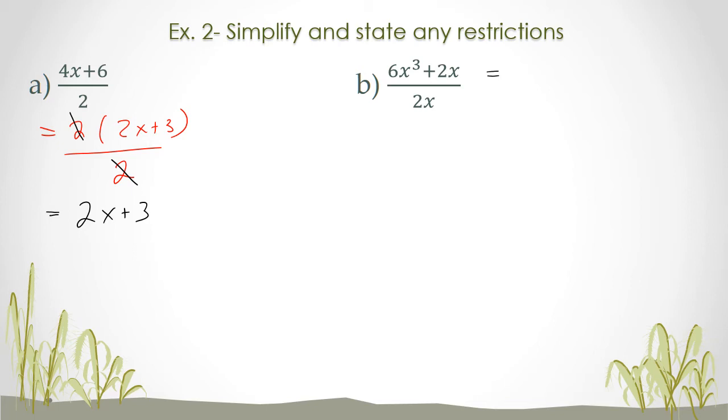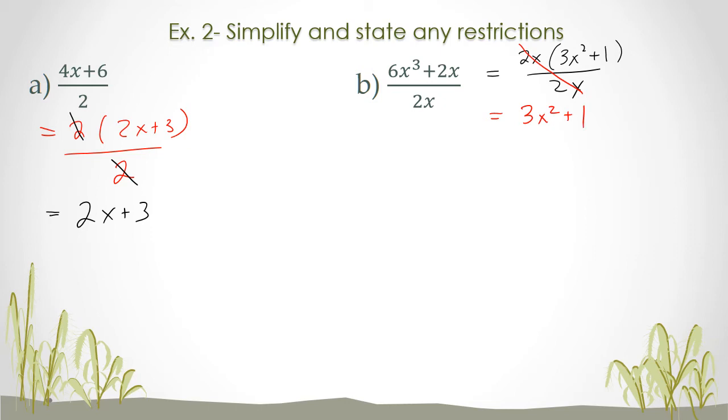B, let's do the same thing. So let's factor the top, which would be a common factor, which would be 2x, and that would leave you with 3x squared plus 1 all over 2x. 2x divided by 2x, that's 1, or in other words, they cancel, and you're just left with 3x squared plus 1.